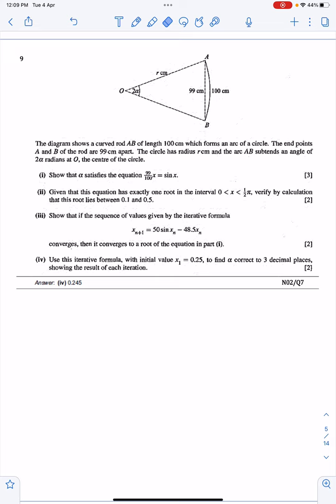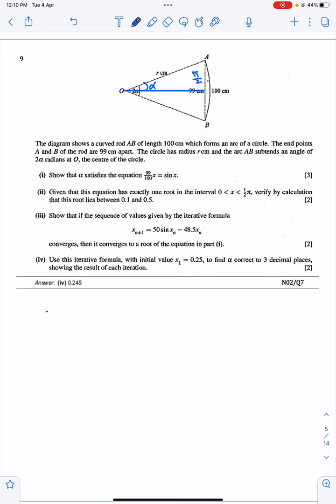The circle has radius, they're talking about this. The circle has radius r, and the arc AB subtends an angle of 2 alpha radians at O, the center of the circle. Show that alpha satisfies the equation this. Okay. Now, if I notice, we have sine in this. So what I can actually do is make a right angle triangle. I can take this angle to be alpha because this whole angle was 2 alpha. This side can be taken, if this whole thing is 99, I can take this to be 99 upon 2.